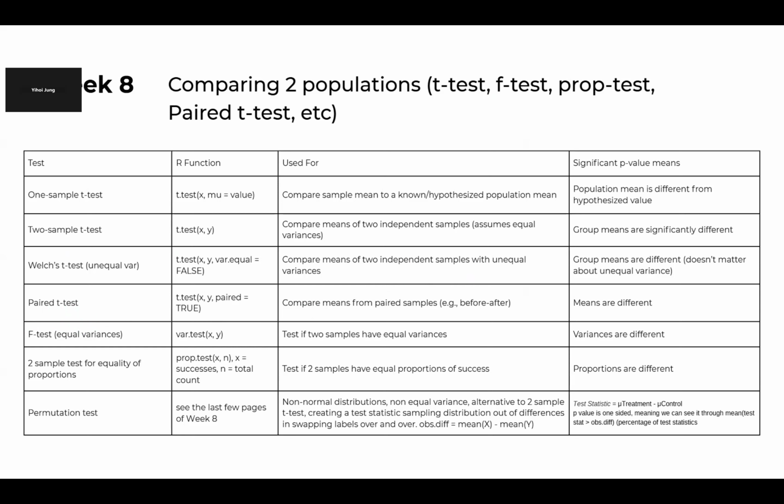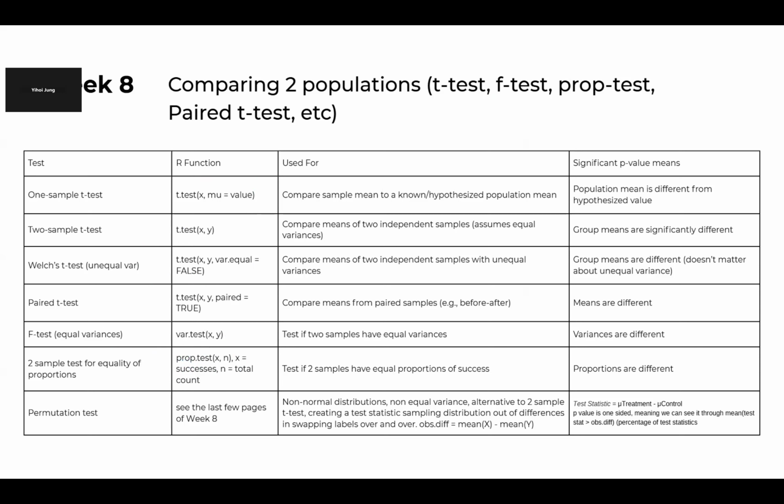For the F-test, this is for testing if two samples have equal variances. So we went from the means to the variances now. It's basically like replicating the two sample t-test, but for variances.